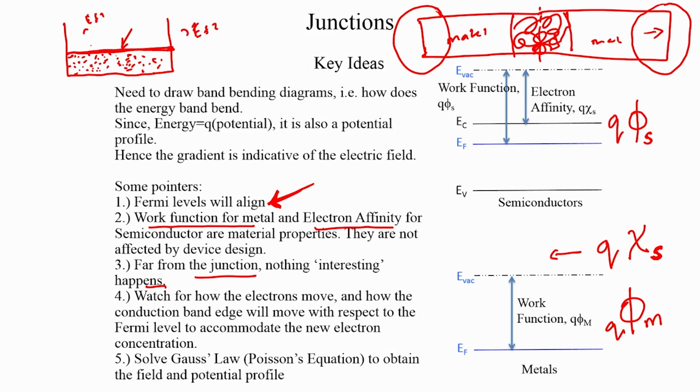So, then while drawing a band bending diagram, we watch for how the electrons move about. This is exactly what I described with the water bucket analogy, which is to see which material transfers electrons, and that will help us gauge the bending of the bands in a semiconductor. Finally, in order to analyze the degree of bending and the shape of bending and what the electric fields and potentials are inside a junction, we solve Gauss's law, the differential form of which is called Poisson's equation.